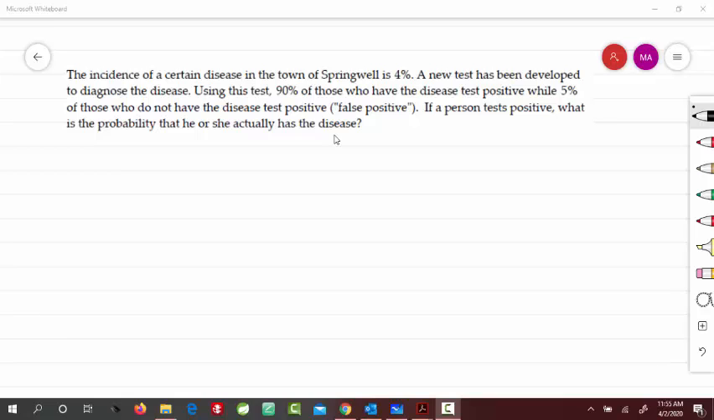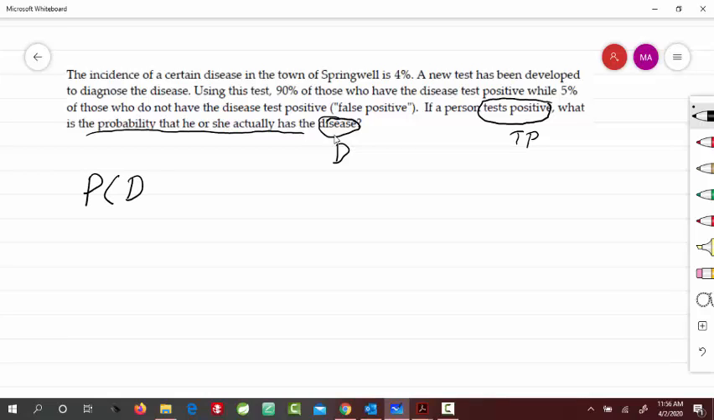So we would use Bayes' theorem to answer this question. Let's first denote a person testing positive by TP, and the person having the disease by the letter D. We have to answer this question: what is the probability that the person has the disease? So, the probability of D, given that the person tests positive, is the given condition.